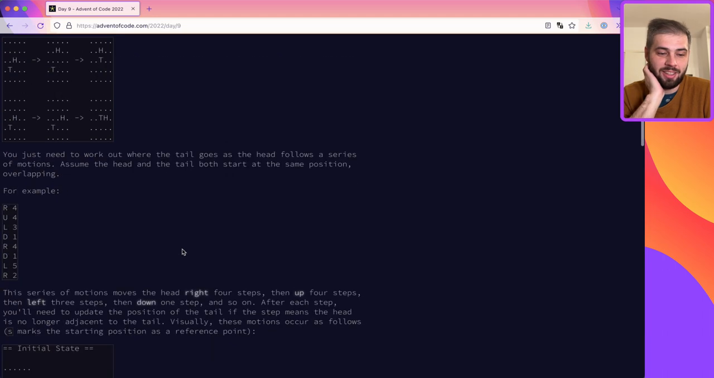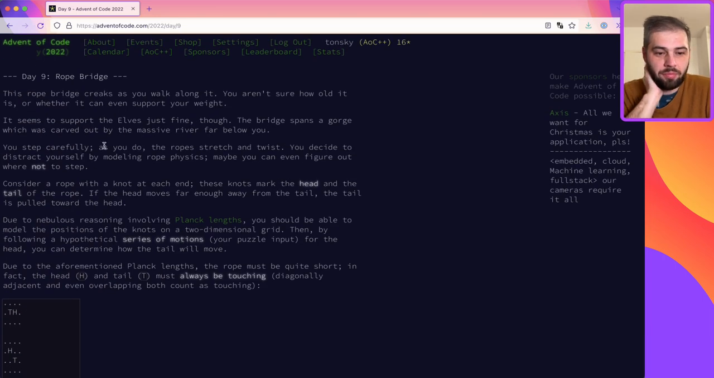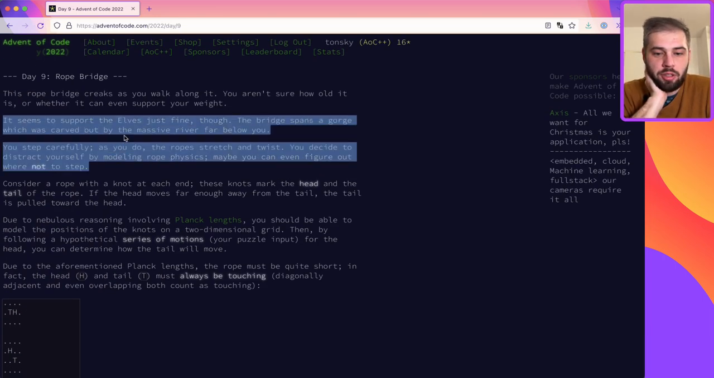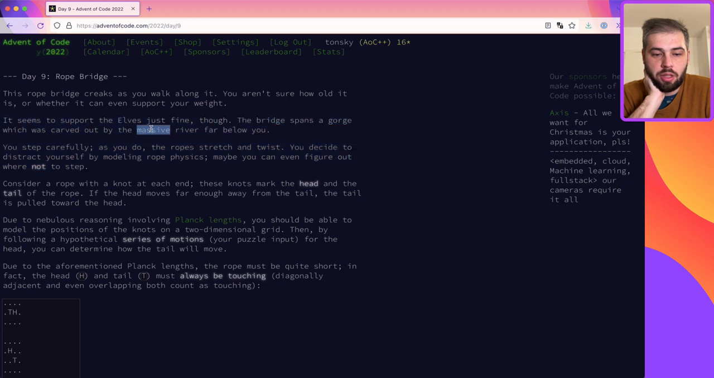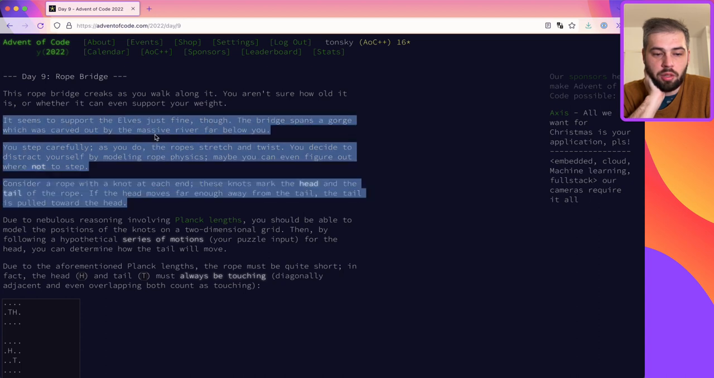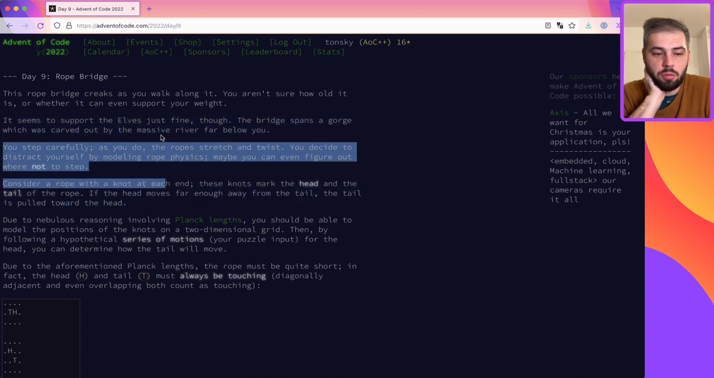What is this? The bridge spans a gorge, carved out by a massive river far below you. You step carefully as you do, the rope stretches and twists. You decide to use the help of modern rope physics. Maybe you can even figure out where not to step.